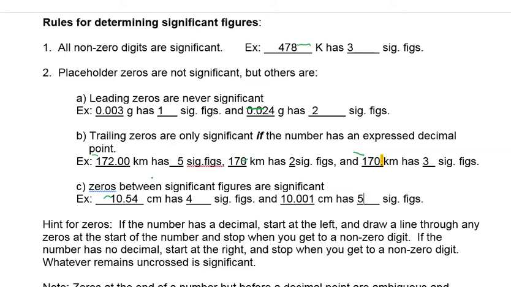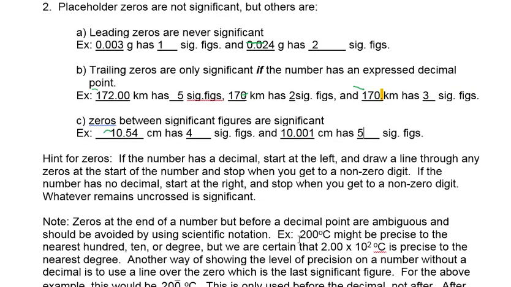Now, with numbers like 170 kilometers, where the zeros are at the end, sometimes it's unclear whether it was measured to the nearest kilometer or whether it was only measured to the nearest 10 kilometers. So to avoid what's called the ambiguous situation, we sometimes use scientific notation. So something like 200 degrees Celsius, if it's measured to the nearest degree, we could show it as 2.00 times 10 to the 2 degrees Celsius. So we can see that's to the nearest degree.